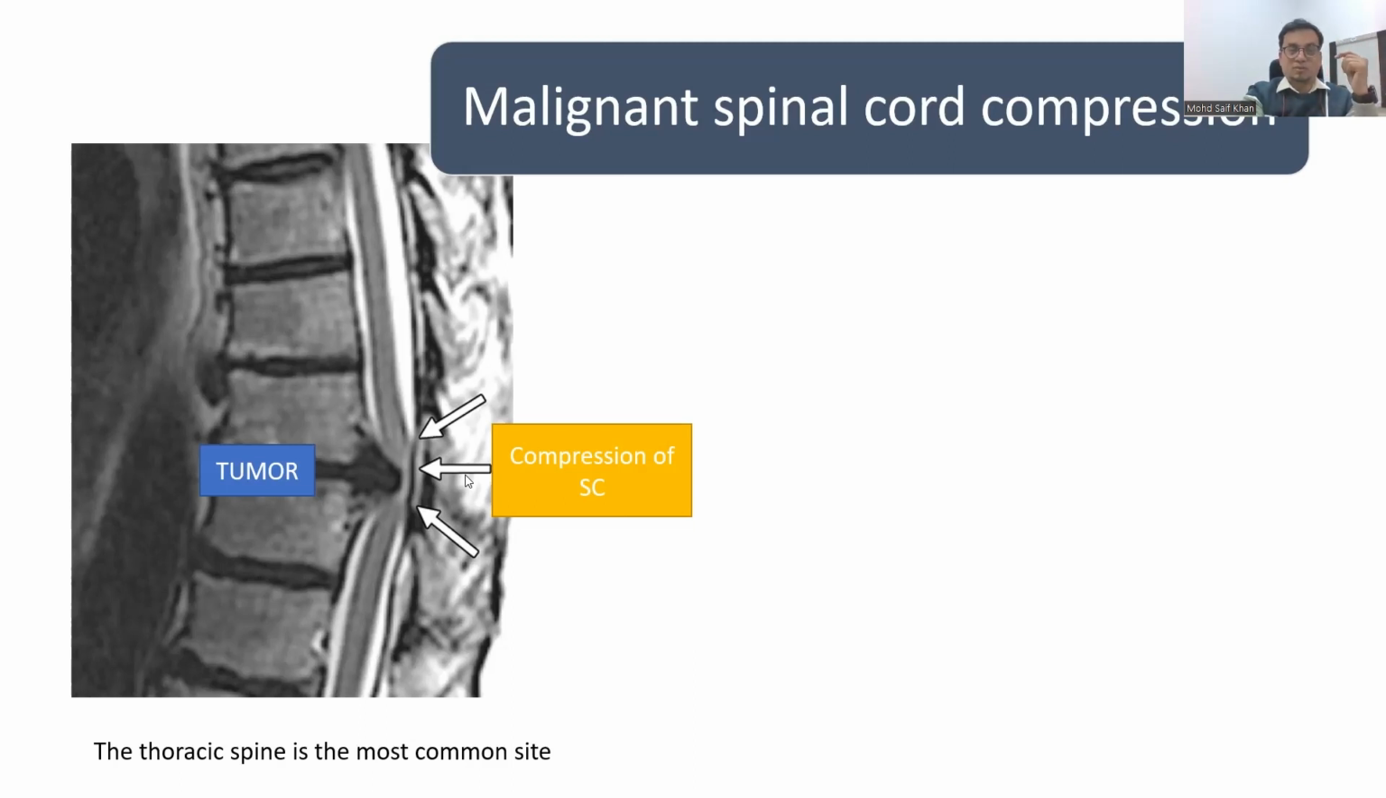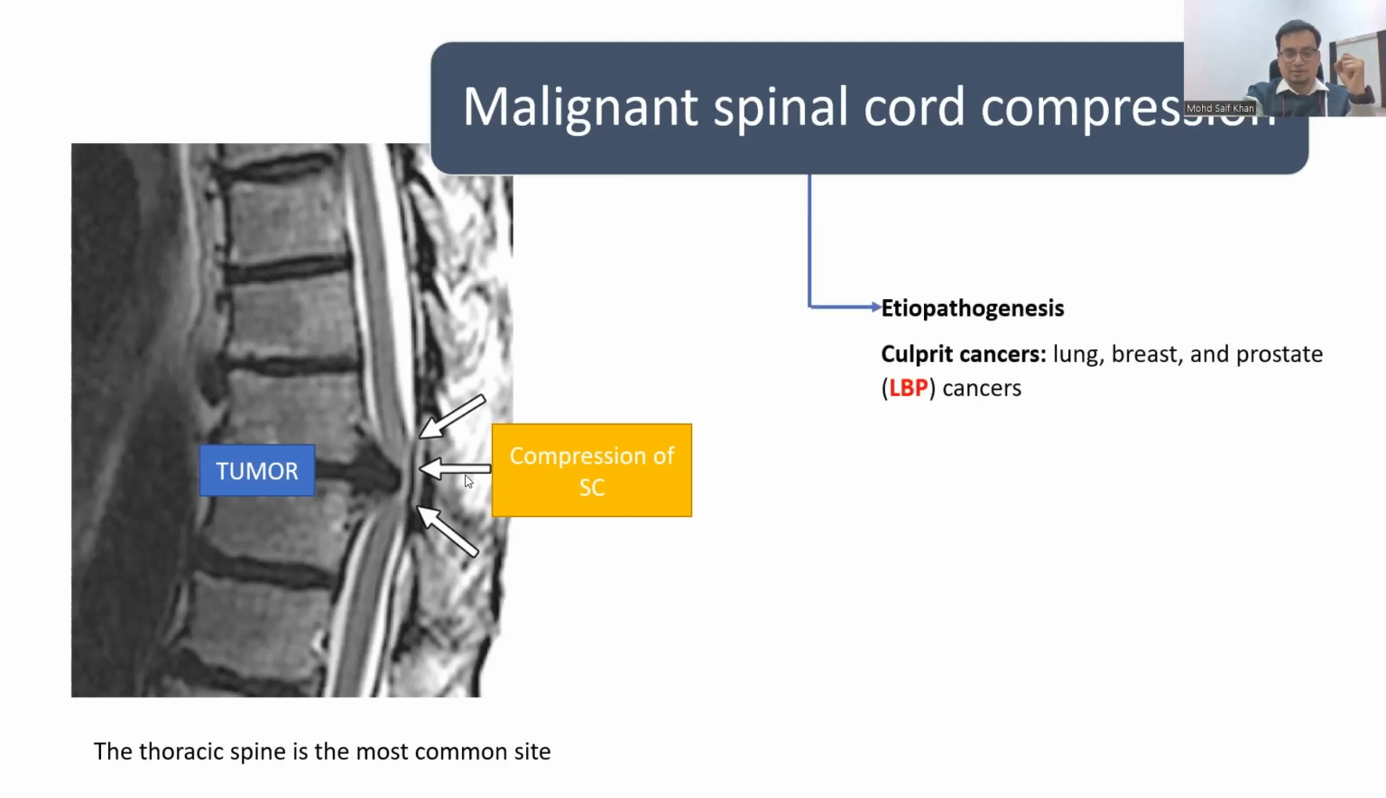So what are those common tumors which can spread into the vertebra? That we have to understand, or we should remember. So this is mainly seen in the lung, breast, and the prostate cancers. These are the most common cancers leading to malignant spinal cord compression.